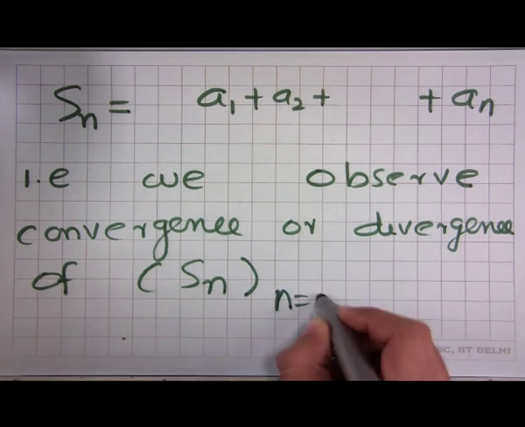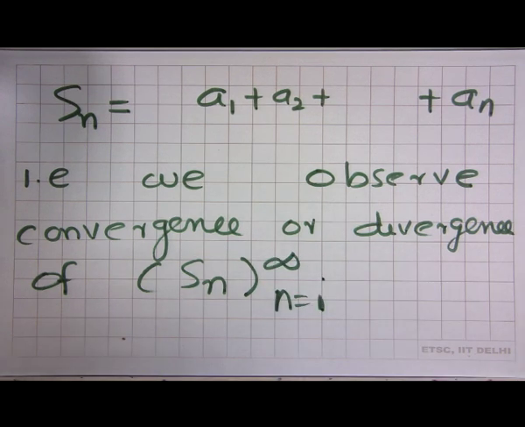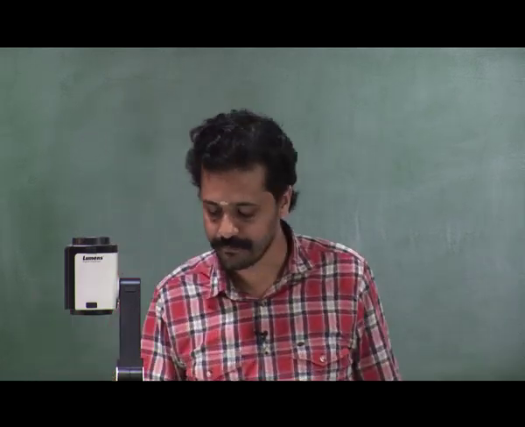Sequence Sn. If the sequence of partial sums Sn is convergent, then we say that the series is convergent, and if the sequence of partial sum is not convergent, we say that the series is divergent. Let us make it as a definition.